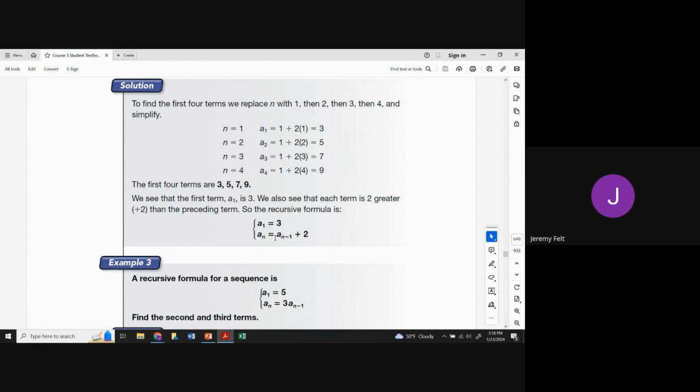And then our previous term, or a of n minus 1, plus 2. Because 3 plus 2 gives us our next term. 5 plus 2 gives us our next term. 7 plus 2, and continuing on.